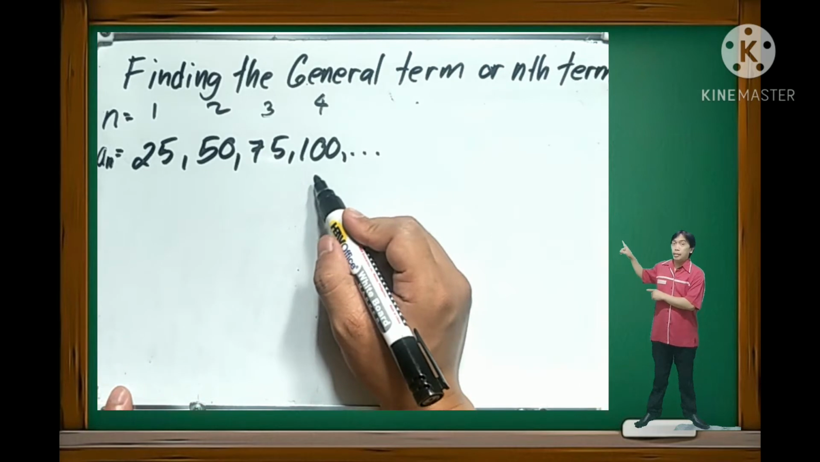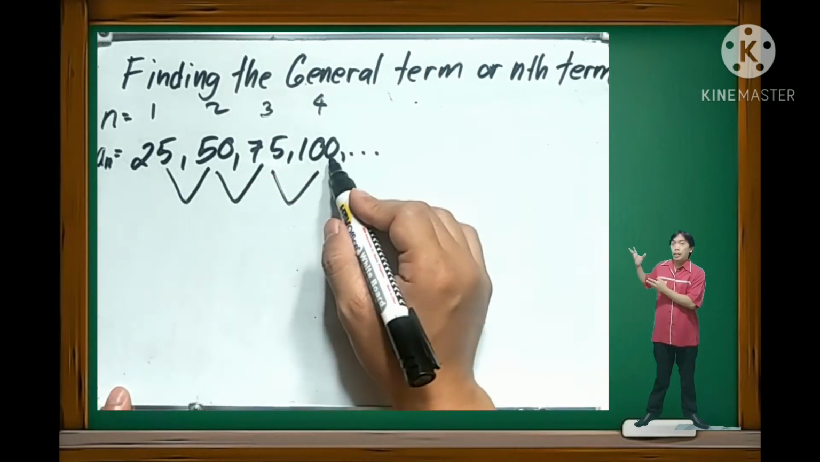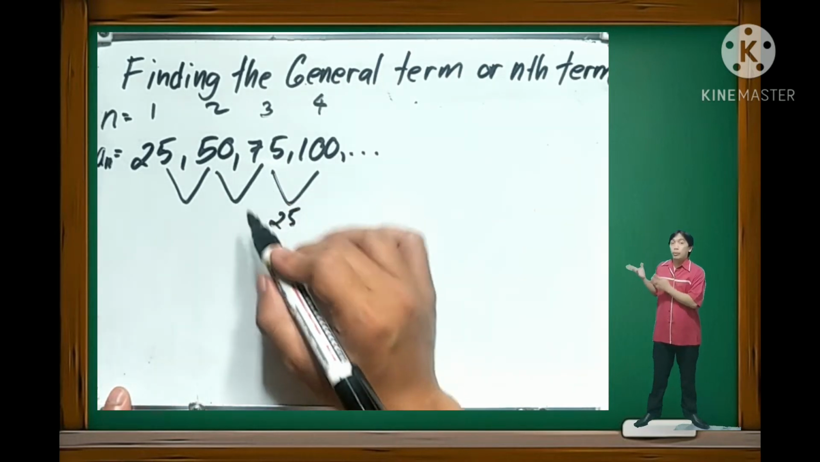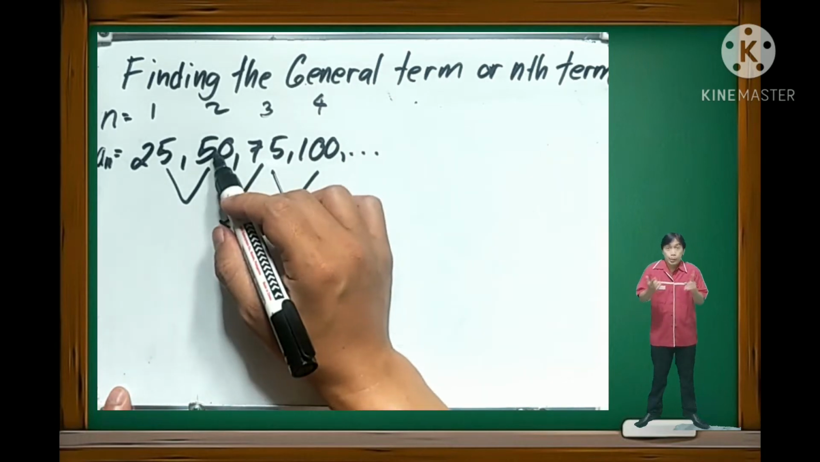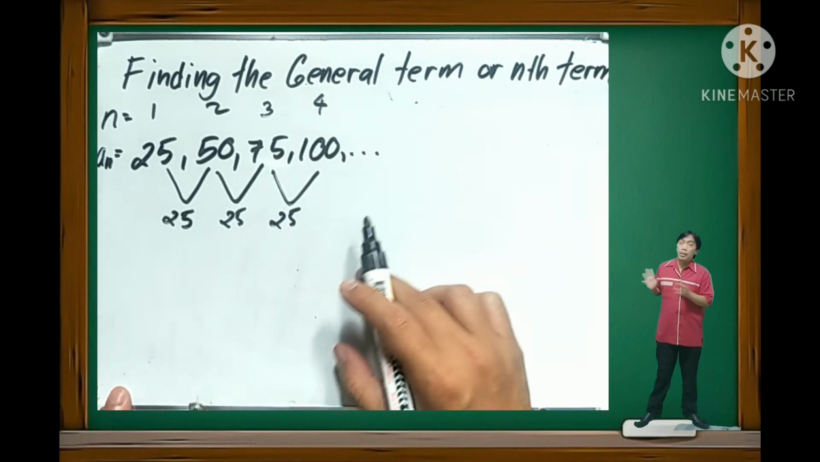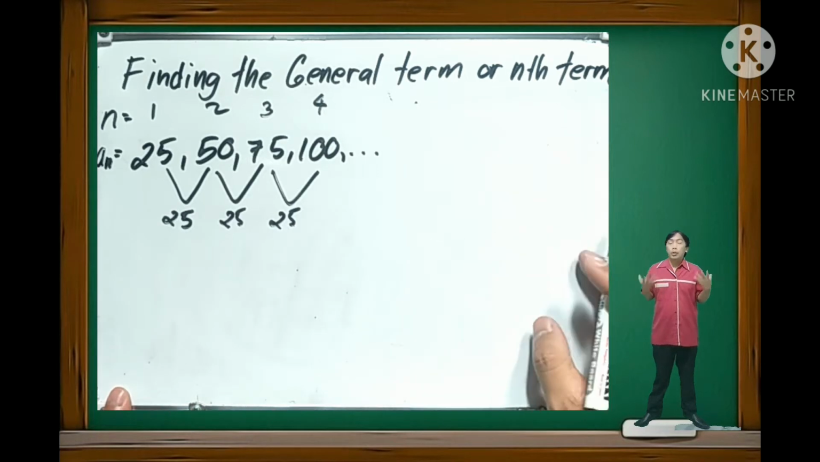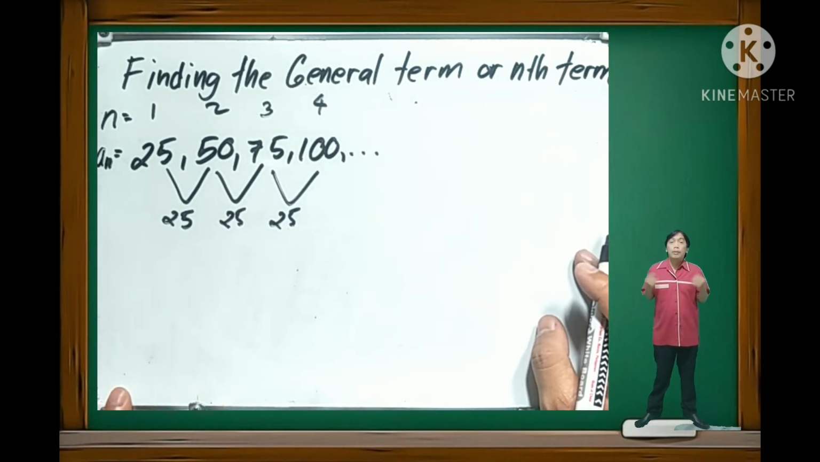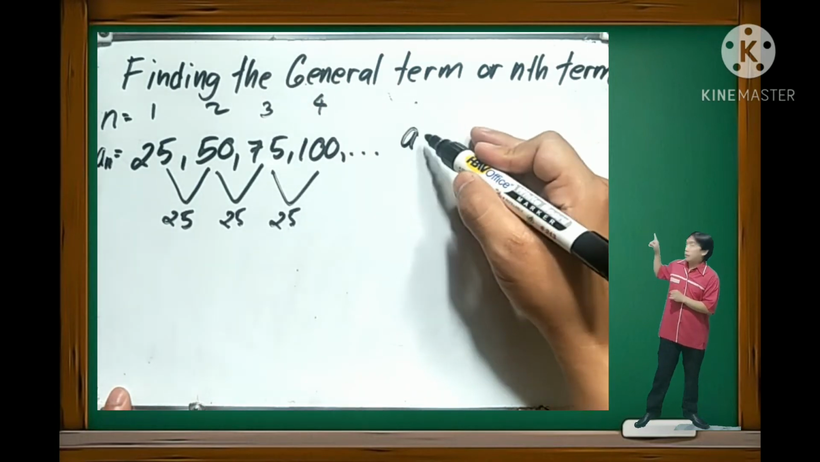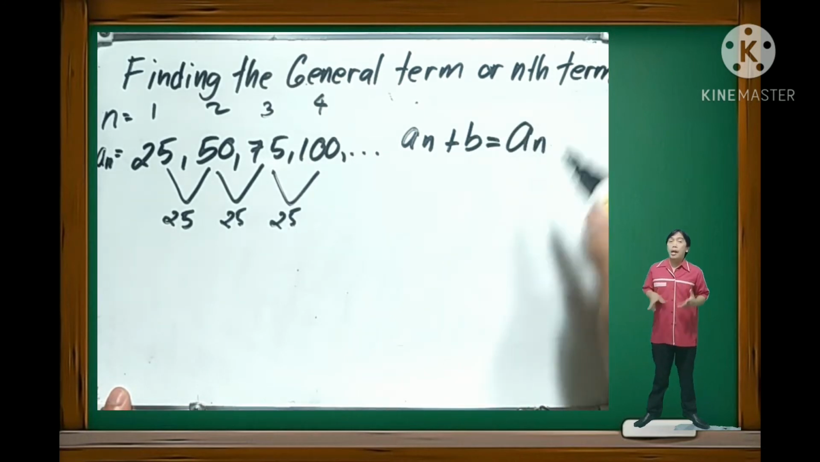Let us first try to get the difference between the succeeding terms. The difference between 100 and 75 is 25. 75 and 50 is 25 also. 50 and 25 is 25 also. Since the difference is a constant, which is 25, the general term is linear in nature. So the linear equation in one variable n can be of the form an plus b is equal to a sub n.